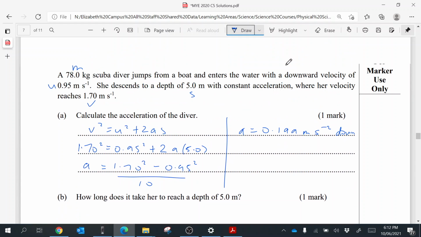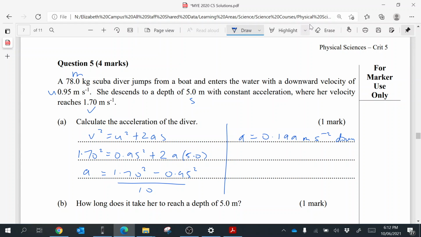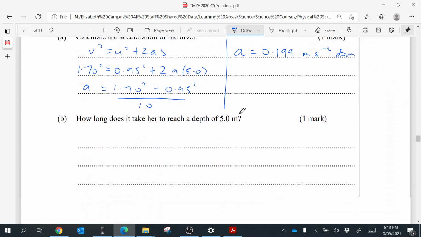Okay, gee, it's not very good handwriting, is it? Let me make that a bit more obvious. My a's and 9's sometimes look very similar. So a is equal to 0.199. I'm going to make that a bit more clear. Sorry, just bear with me a second. That looks a bit better. Okay, meters per second squared, down.